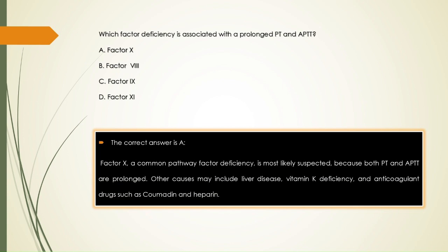The correct answer is A. Factor X, a common pathway factor deficiency, is most likely suspected because both PT and APTT are prolonged. Other causes may include liver disease, vitamin K deficiency, and anticoagulant drugs such as Coumadin and heparin.